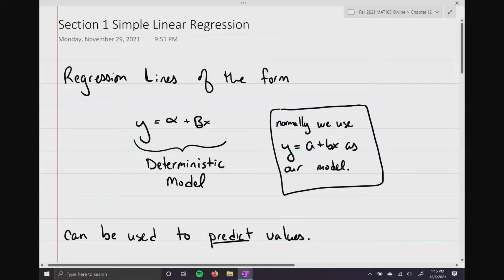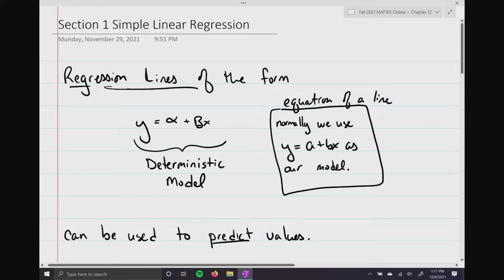Now, regression lines have this form where it's called a deterministic model initially. So, for example, this is going to be y equals alpha plus beta times x. And normally, what we use as our model will be y equals a plus bx. All right. Now, we've seen this before in algebra class. This is nothing more than just the equation of a line, which we're going to review some of the characteristics of. But the whole thing behind this regression line is that we can use them to predict values.